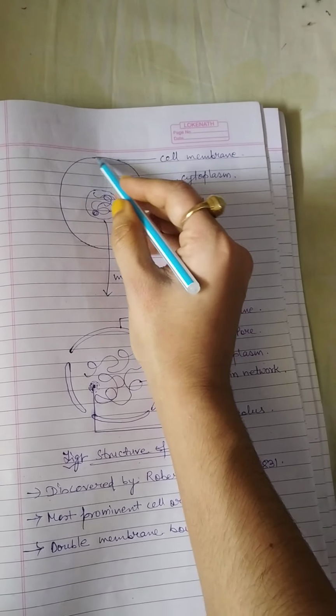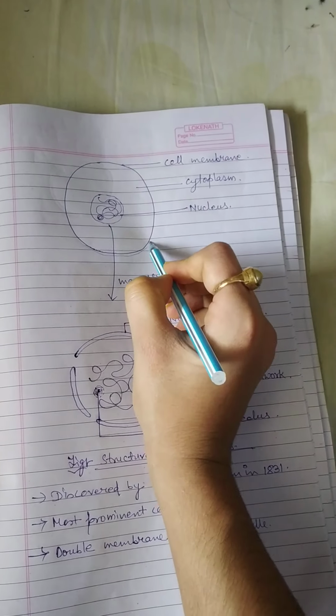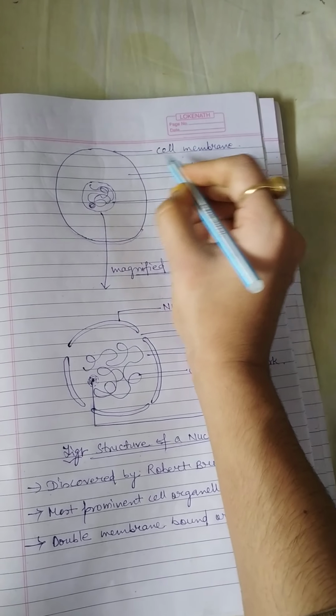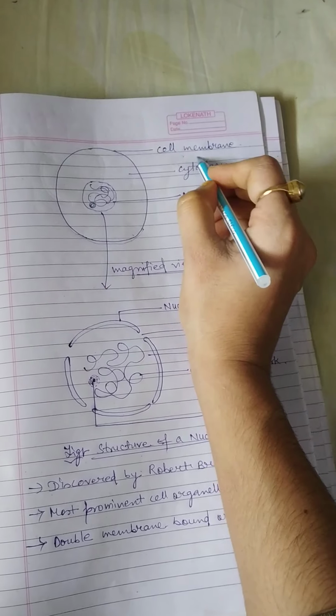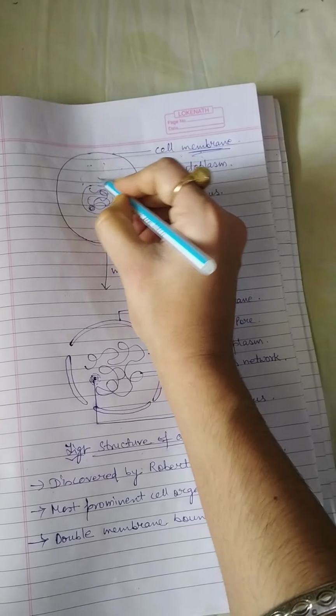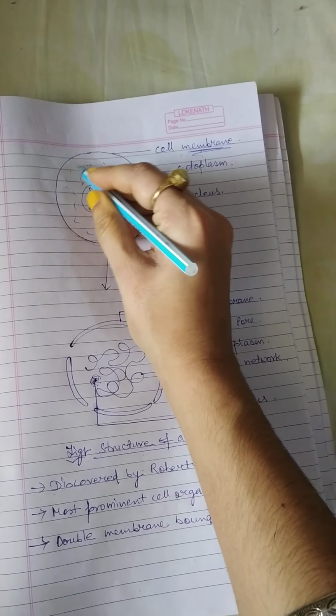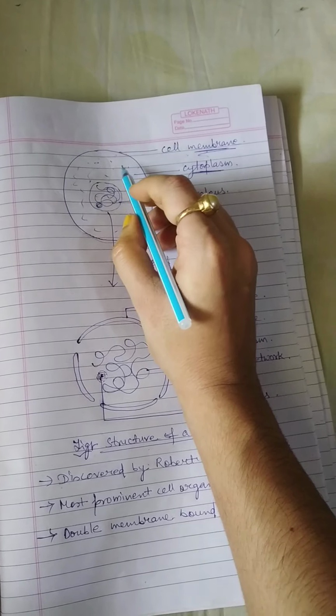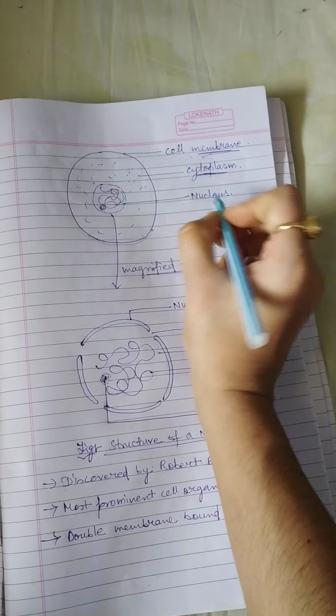So this is the structure of a cell. The cell's outermost covering, as you all know from the previous class, is called the cell membrane. The cell membrane encloses a fluid-like structure. You can see this fluid-like space, the larger space of the cell, which is known as cytoplasm. And in the cytoplasm is present a nucleus.